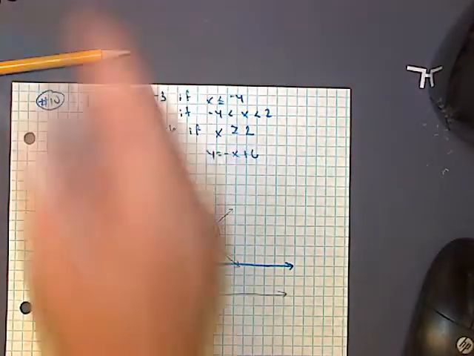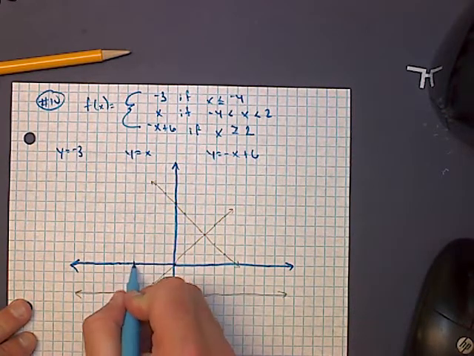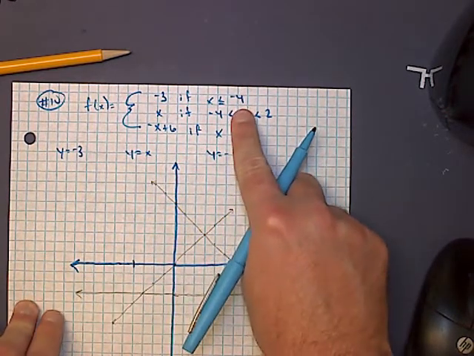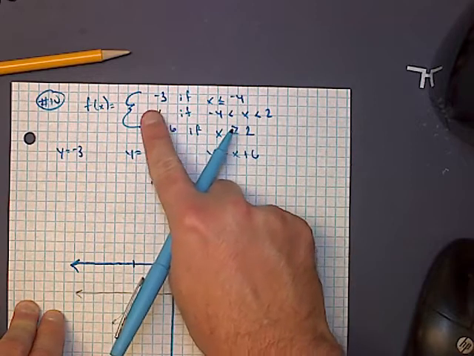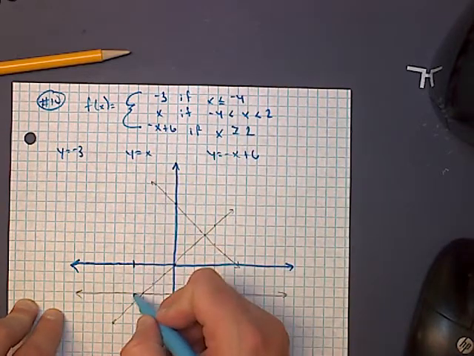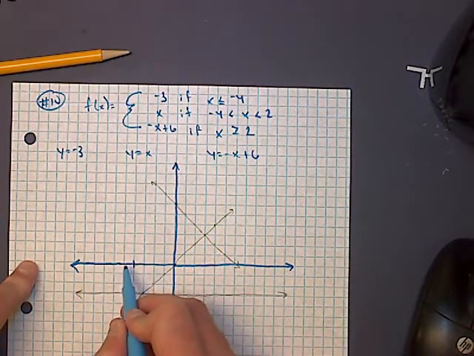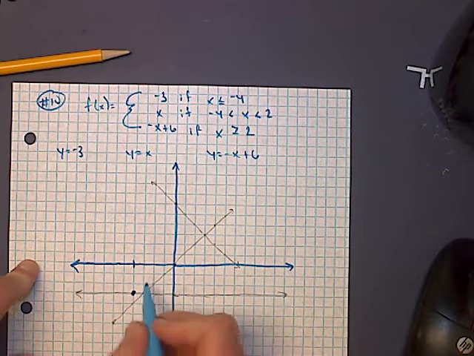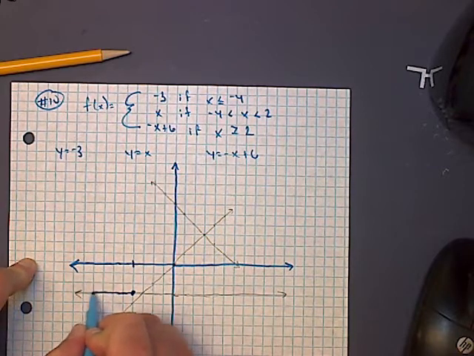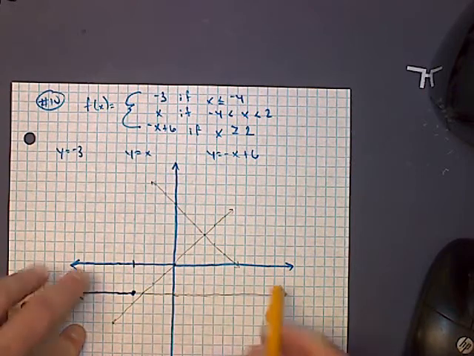Alright, so the first one, we're looking at negative 4 on the x: 1, 2, 3, 4. We want this to stay on this piece of the function for all x values less than or equal to negative 4. So I'll go down from it until I hit it. That will be a closed dot. For all x values less than or equal to negative 4, that is this way. So I would use this part and erase this part of the function over here.